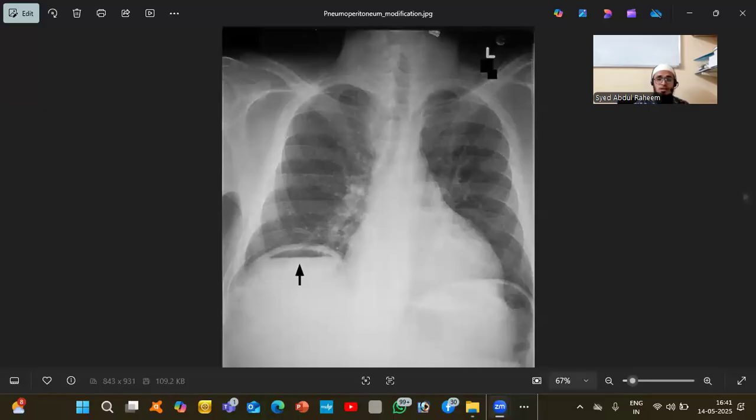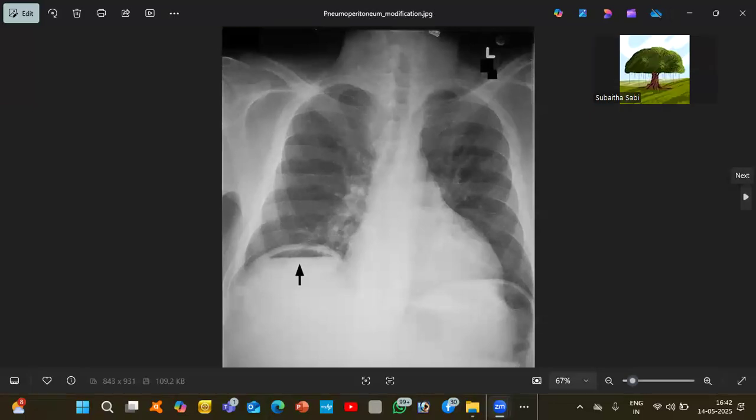We need to do NCCT also. So the chest erect X-ray is the recommendation for any type of injury to the peritoneal cavity.